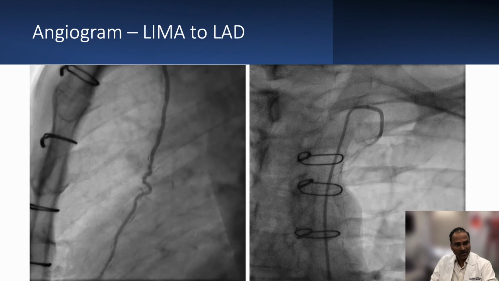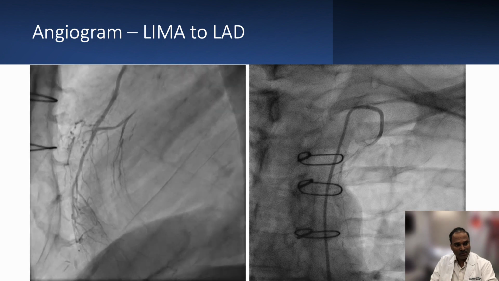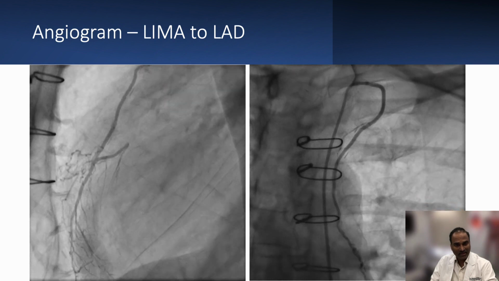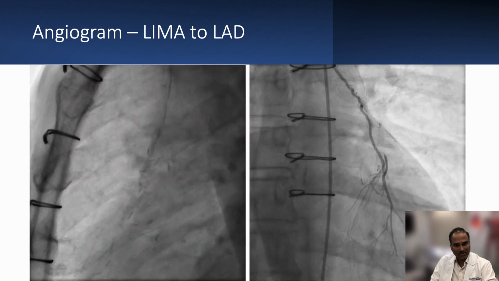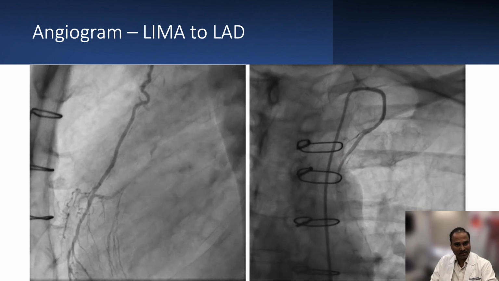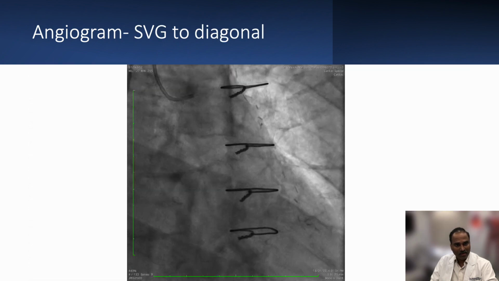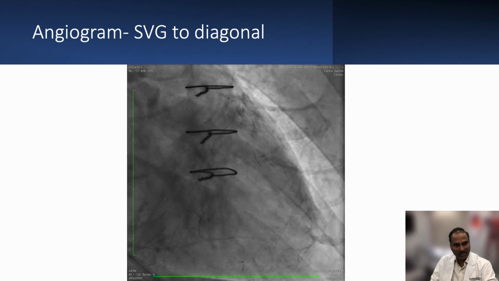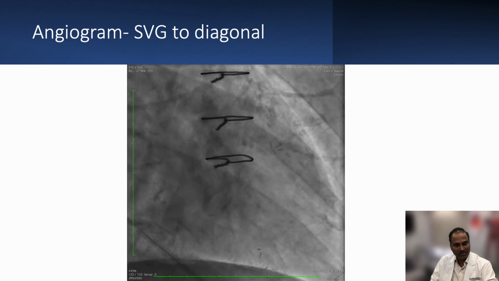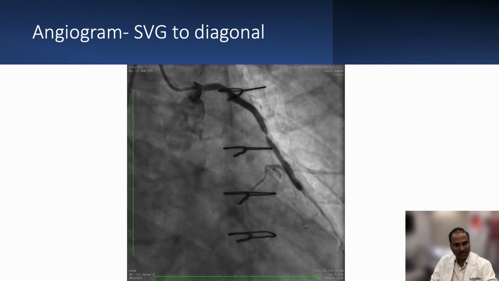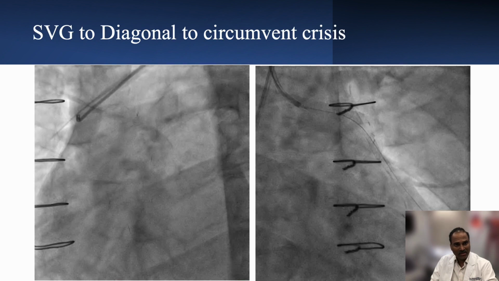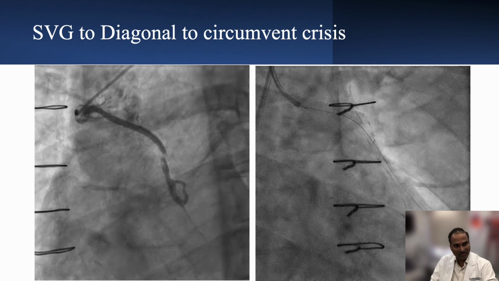This was his LIMA, showing good flow to the LAD, but it looks like the LAD is a type 1 LAD, stopping short of the apex. And this was the graft to diagonal, which showed a significant lesion, almost a 99% lesion at the distal end as well as the ostium. And he had severe LV dysfunction at that time and was in decompensated heart failure.